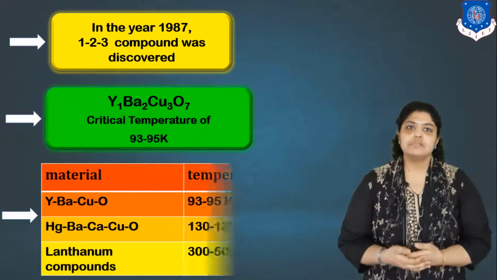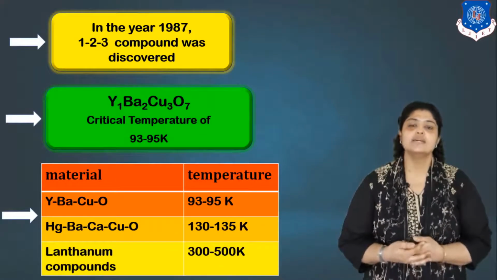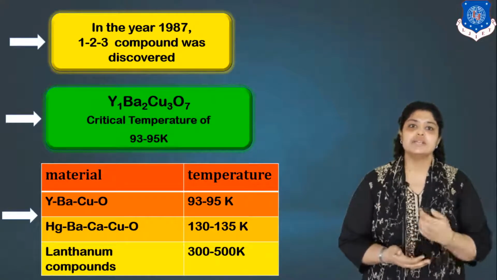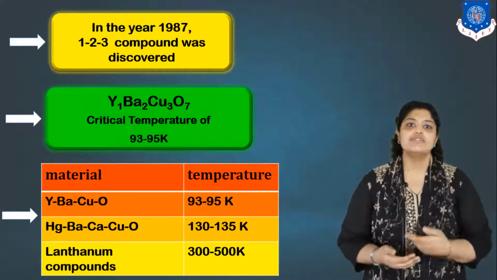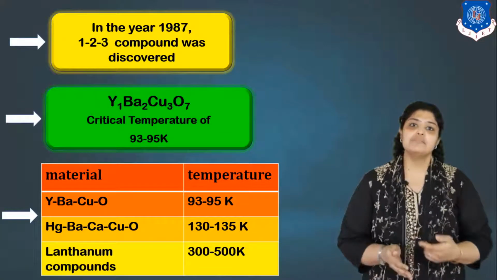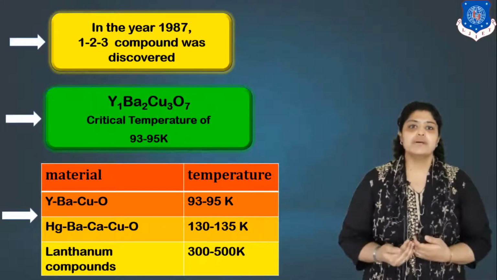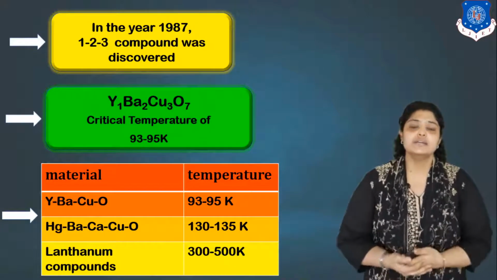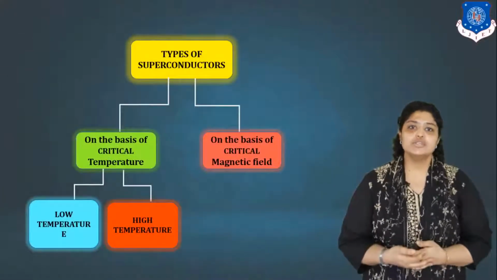Let us see some more examples of high temperature superconductors. Starting with YBCO, that is yttrium, barium, copper and oxygen, having a temperature of 93 to 95 Kelvin. Then we have an alloy which consists of mercury, barium, calcium, copper, oxygen, having a temperature around 130 to 135 Kelvin. Lastly, there are lanthanum compounds, basically ceramic compounds that have critical temperatures as high as 300 to 500 Kelvin. This was a brief about high temperature superconductors.